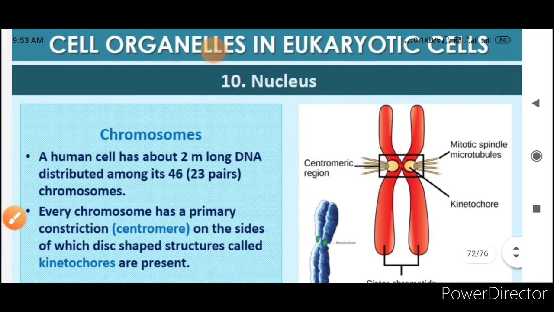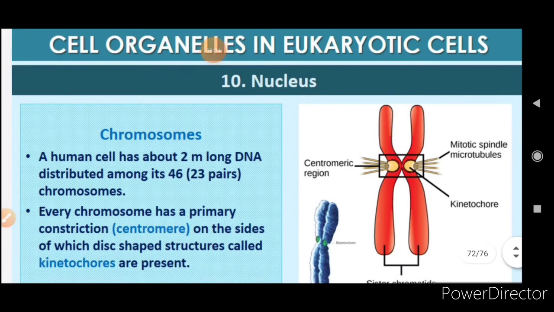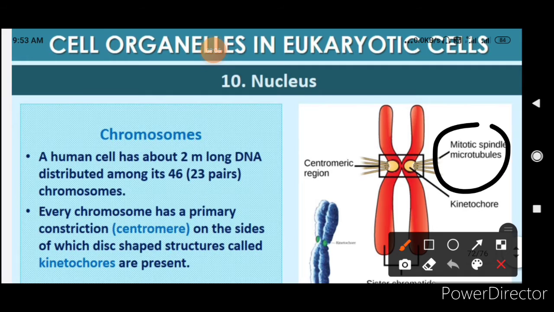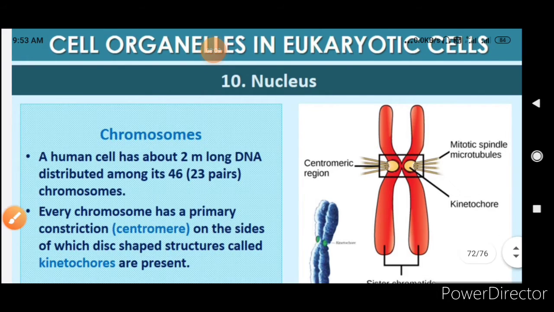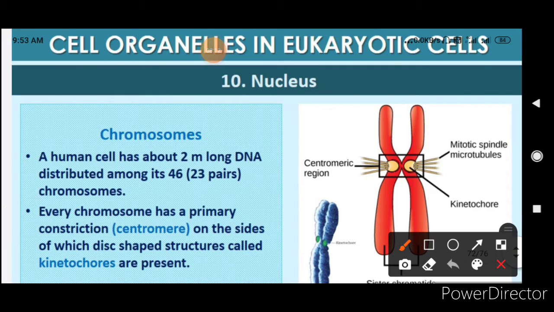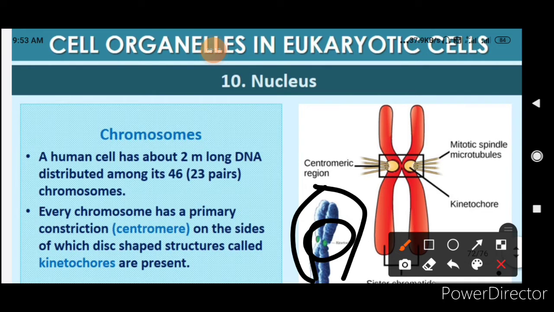And during cell division, the mitotic spindle fibers we saw earlier will be attached to this centromere through the kinetochore. See, the actual diagram of a chromosome is given here. It is like this. The green discs you can see here in the diagram are nothing but kinetochores.